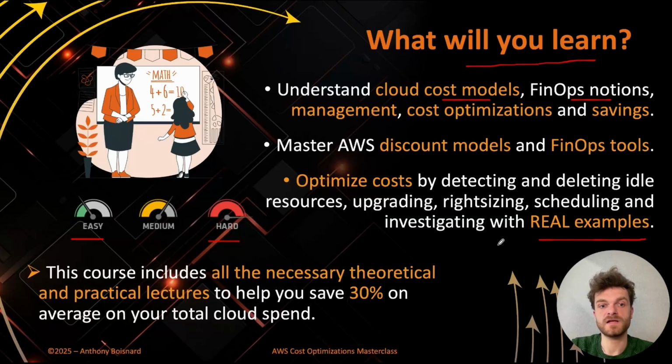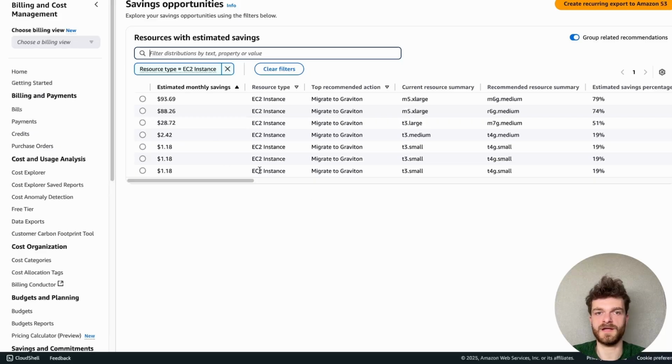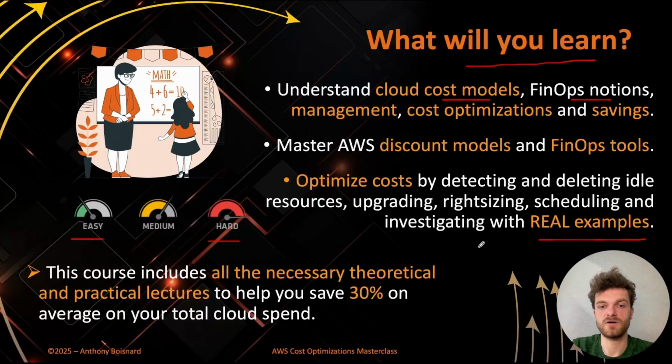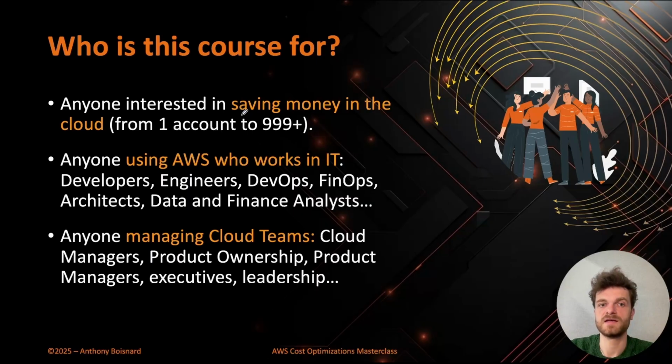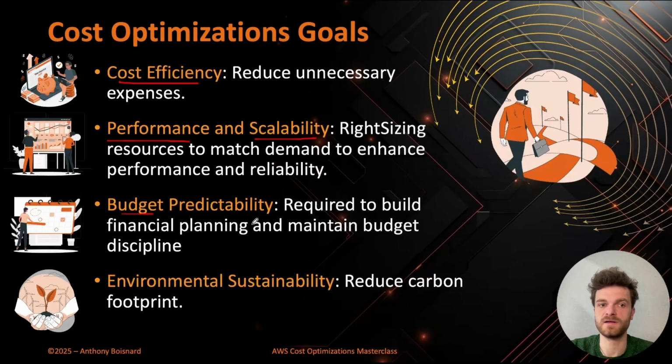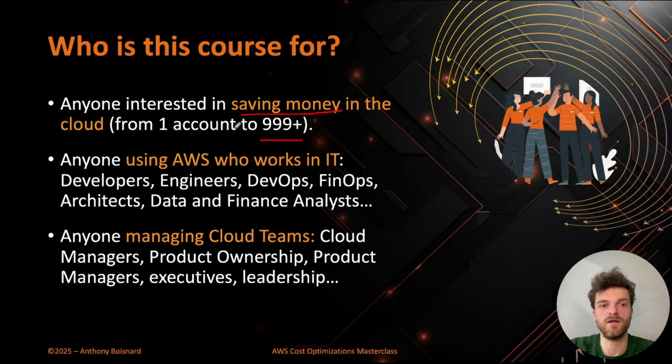examples. This course includes all the necessary theoretical lectures, such as this one, and also practical lectures directly on the AWS console to help you save around 30% on average on your total cloud spend. This course is for anyone interested in saving money in the cloud. So from one people running an individual or personal account to a FinOps managing more than 1,000 accounts across an AWS organization. Then anyone using AWS who works in IT and also anyone managing cloud teams.